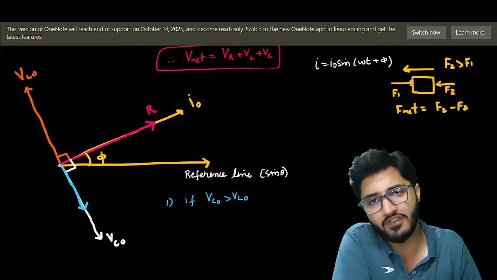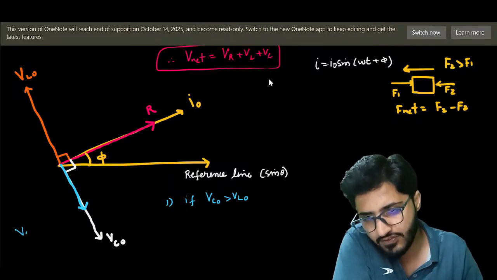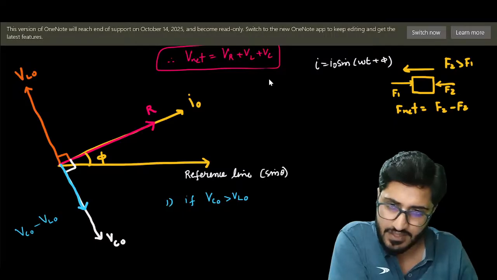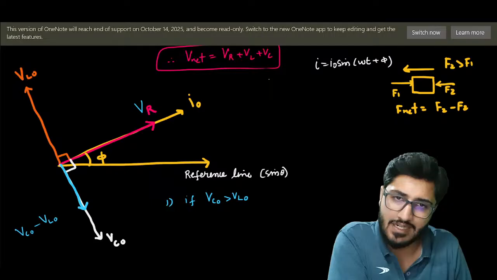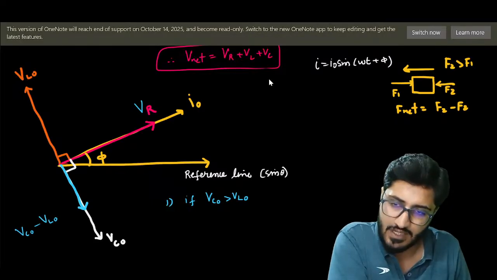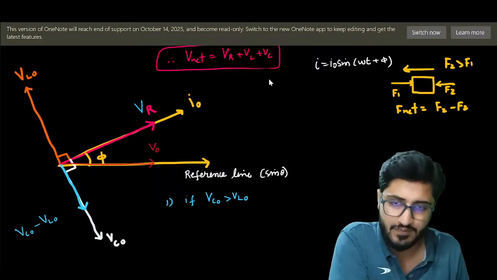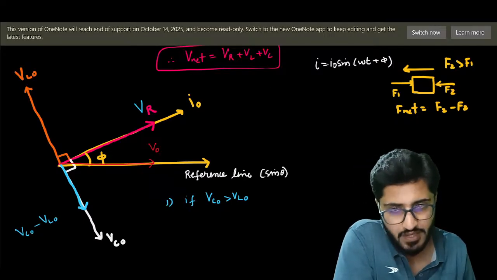This is my difference of it. So what is the difference of it now? This line represents VC naught minus VL naught. Now you can see here, this is my VR, this is my VC naught minus VL naught. So I guess the resultant will be in this way now. This is my resultant. It will be V naught. Resultant is V naught.